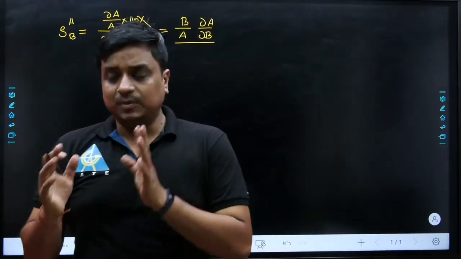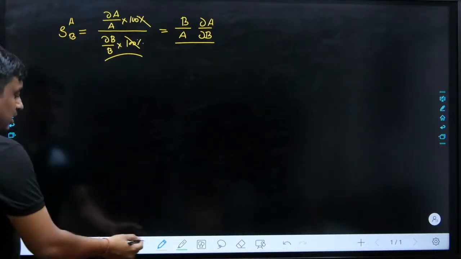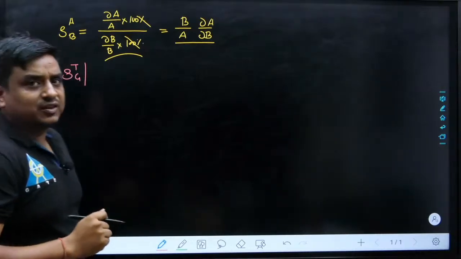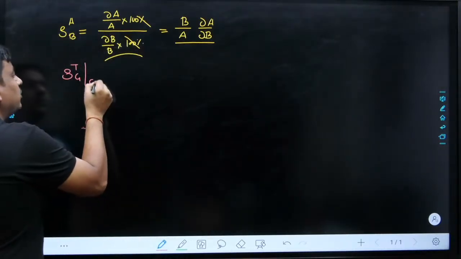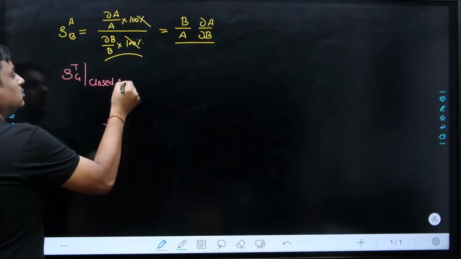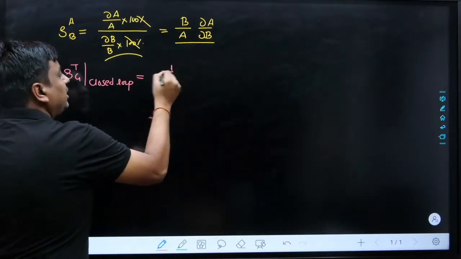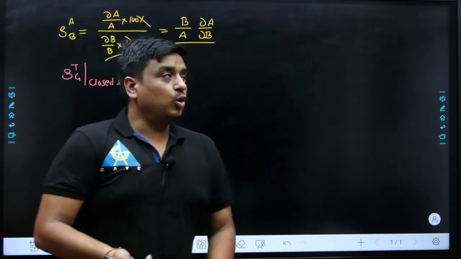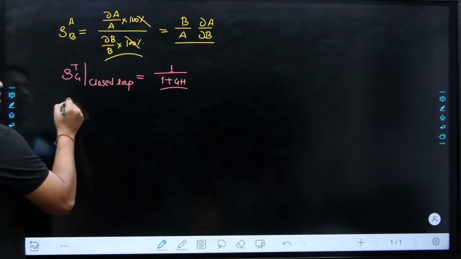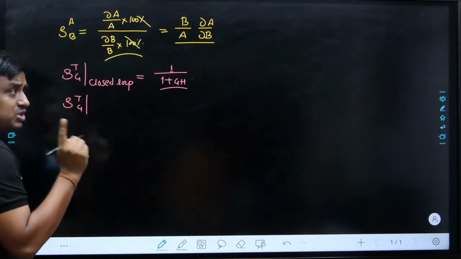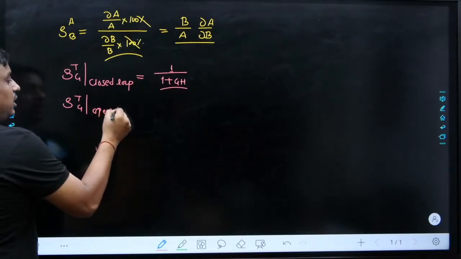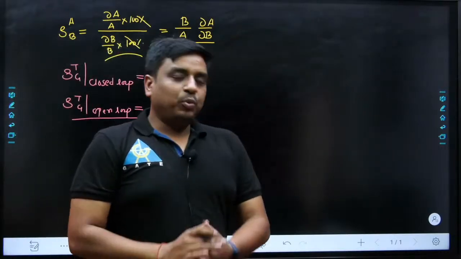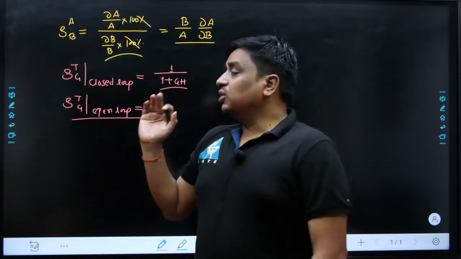We even calculated the sensitivity of the transfer function in the case of a closed loop system. If you recall the formula, the sensitivity of the closed loop transfer function because of the change in G was simply equal to 1 divided by 1 plus GH, where GH was nomenclated as the open loop transfer function. If we wanted to calculate the sensitivity of the transfer function with respect to the change in G in the case of an open loop system, it was simply found to be 1.